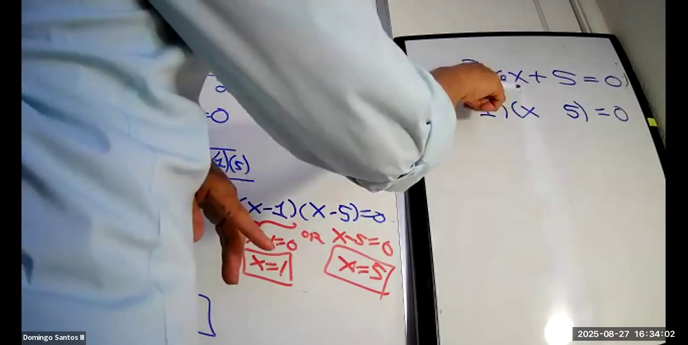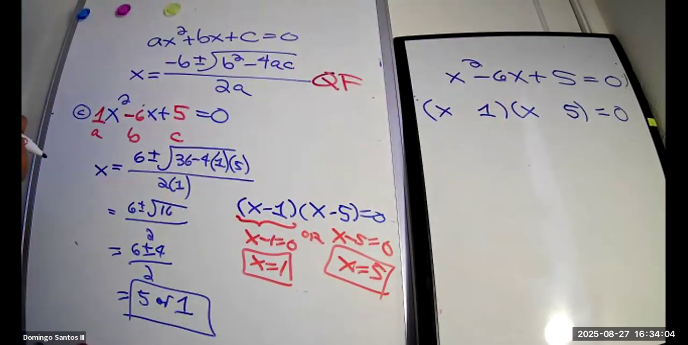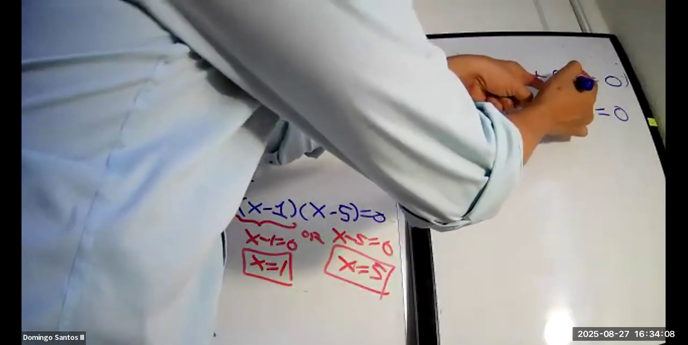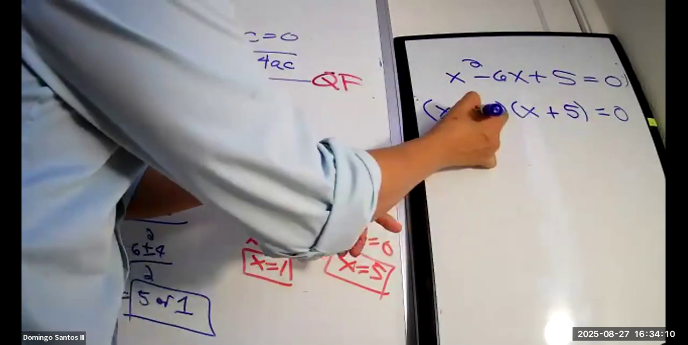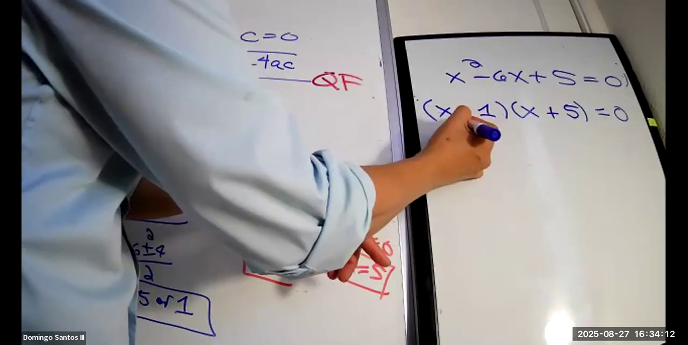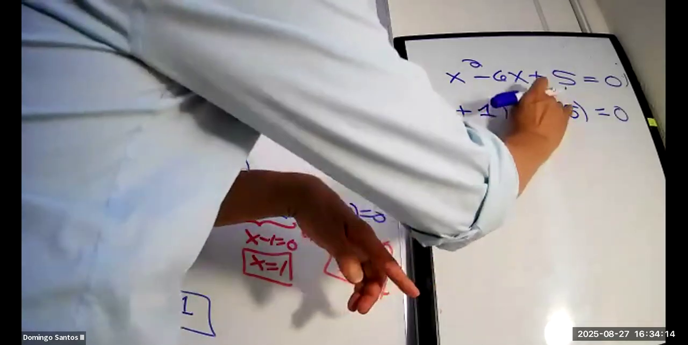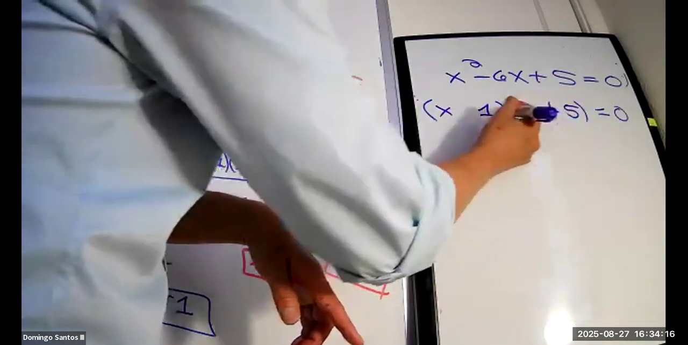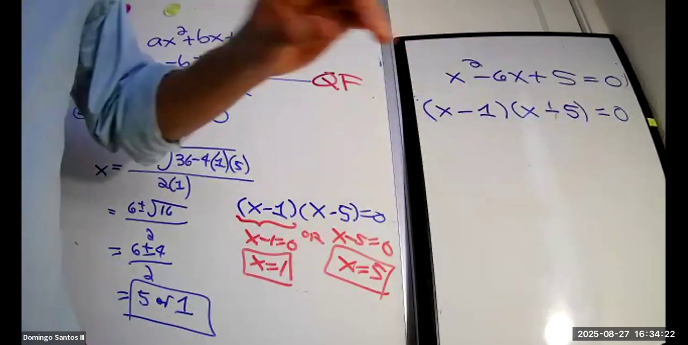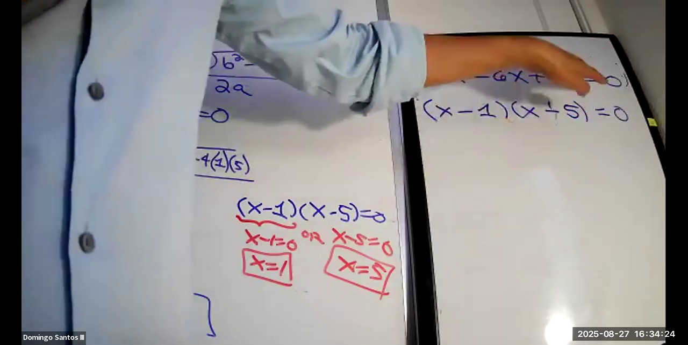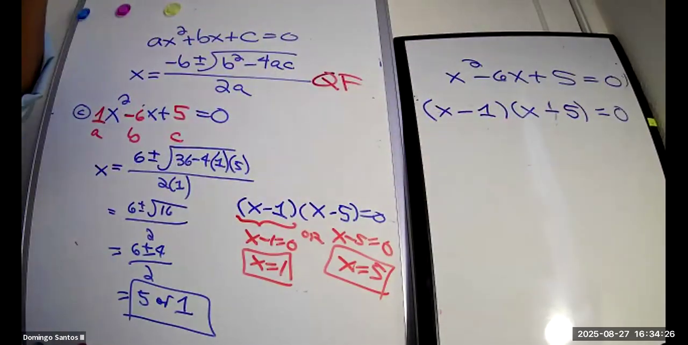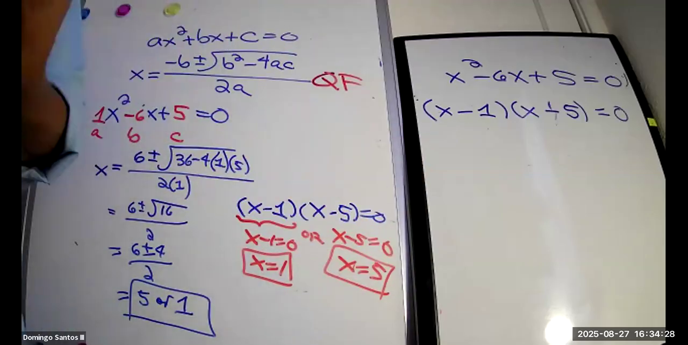Now, since we have a negative 6 here, and this is positive 5, the two numbers should have the same sign, either both positive or both negative, correct? Negative 1 times negative 5 is 5, and positive 1 and positive 5 will be 5 as well. But I have to choose: is it both negative or both positive?